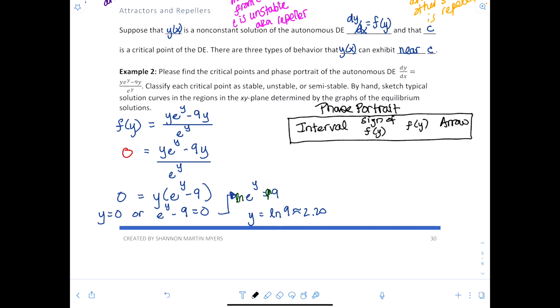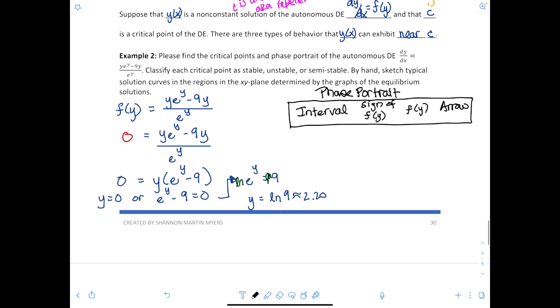So how many intervals did we make from this? Good, you've got 2 critical points. We're going to make 2 intervals. So you could have an interval from minus infinity to 0, because one of our critical numbers was 0. It could go from 0 to natural log of 9, or it could go from natural log of 9 to infinity. Cool?